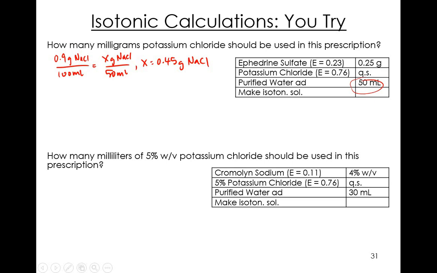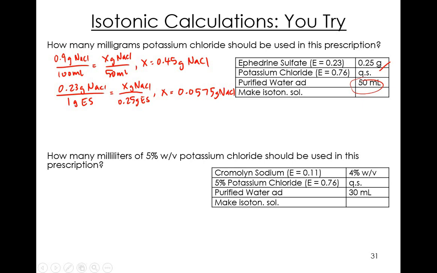And then we factor in the contribution of the ephedrine sulfate. The ephedrine sulfate has an E-value of 0.23 grams NaCl, represented by every 1 gram of ephedrine sulfate. And we have 0.25 grams of ephedrine sulfate, and want to know how many grams of NaCl that represents. So X equals 0.0575 grams of NaCl.